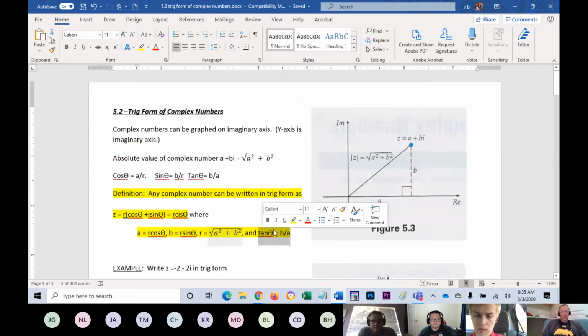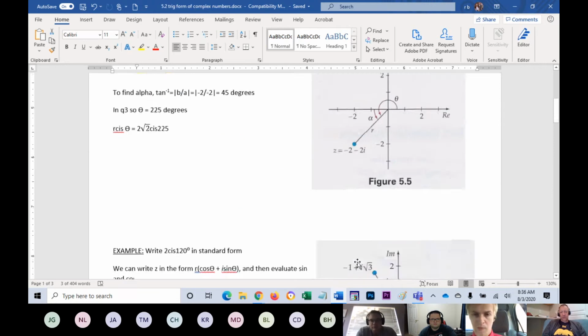Tangent is just b over a. So it's going to be your imaginary component over your real component. Okay.